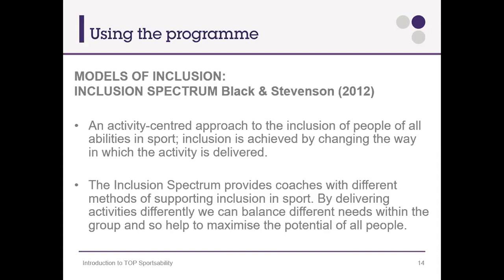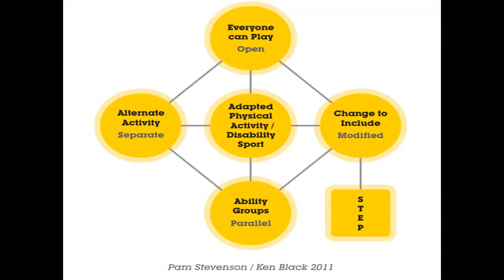The inclusion spectrum provides coaches and teachers with different methods of supporting inclusion in and through PE and sport. And it's about delivering activities differently so we can balance different needs within a group and help to maximize potential for all people. So it's very much about integrated sessions so that everybody is getting a meaningful outcome from either your PE or your school sport session. So there's a little graphic of the inclusion spectrum and what that looks like.